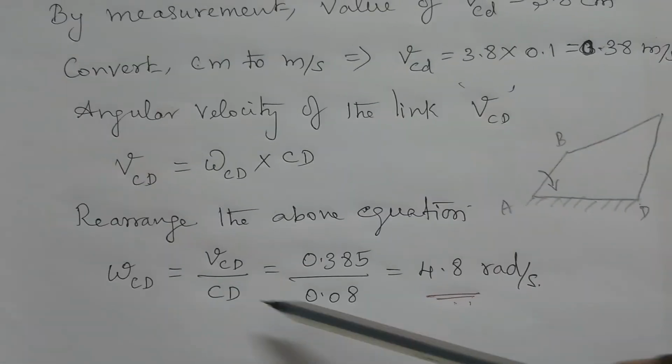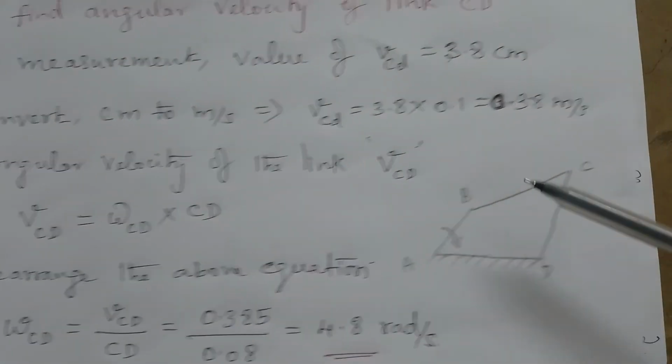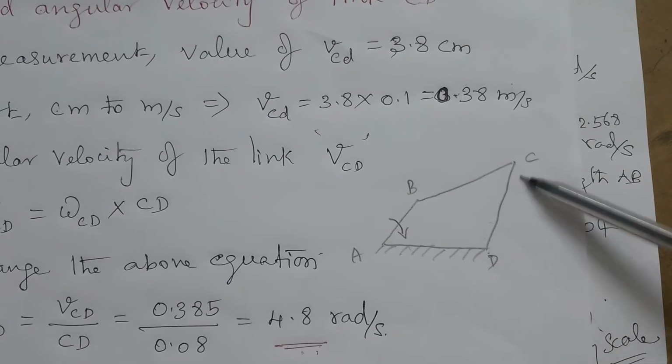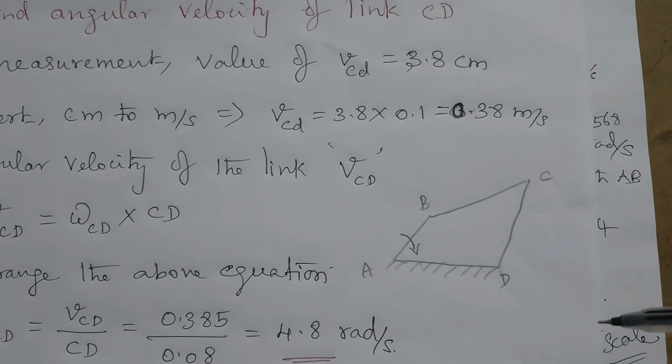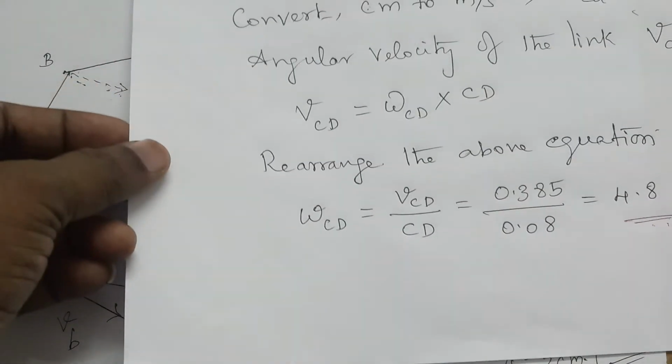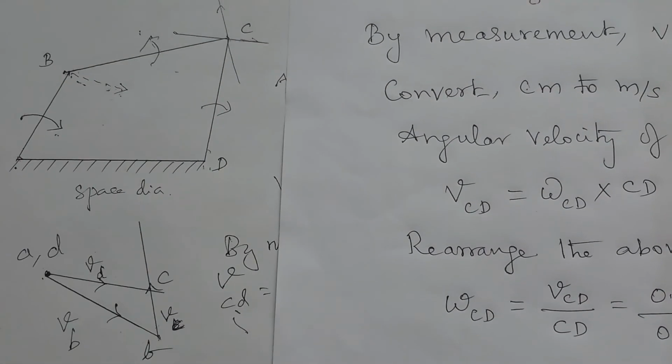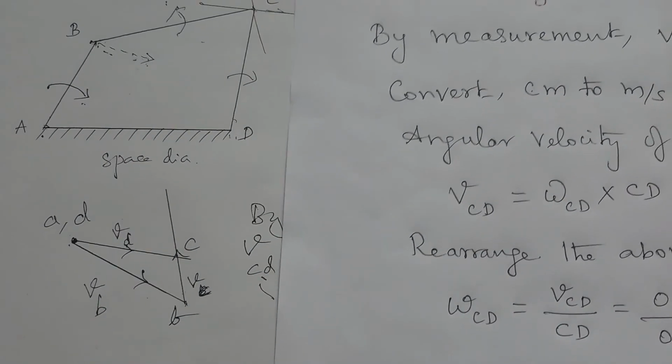So this is the angular velocity for the last link CD. This is what they asked in the example. I hope you have understood how to construct the velocity diagram for a given four-bar chain.